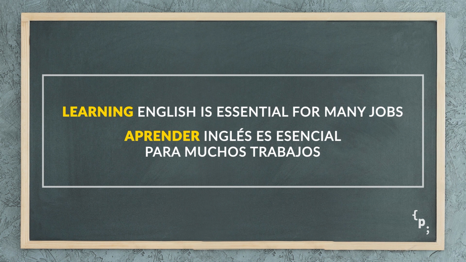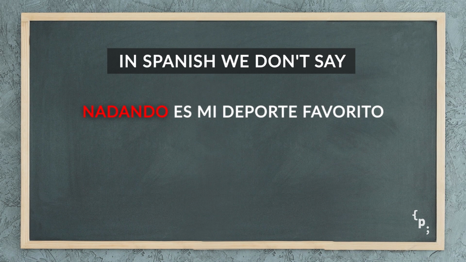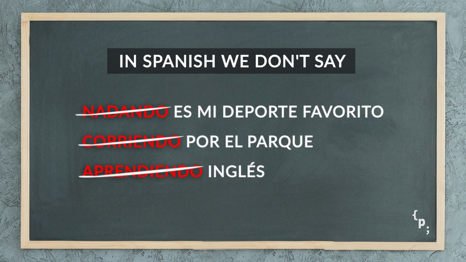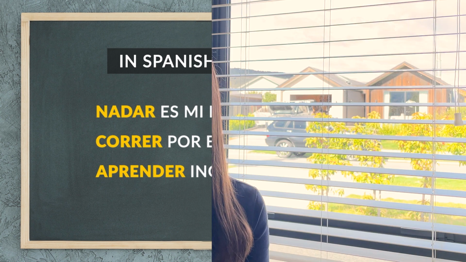As you can see, here in English we're using an -ing form, but in Spanish, what do we use? We use the infinitive. We don't say nadando es mi deporte favorito, or corriendo por el parque, or aprendiendo inglés. No. We say nadar, correr, aprender. So we use the infinitive in Spanish, not the -ing form or forms with -ando, -endo, and -yendo.